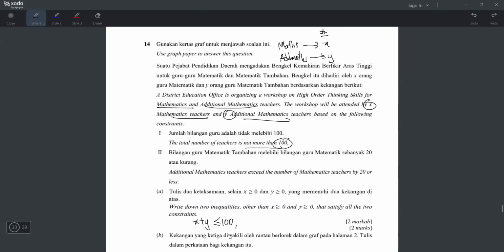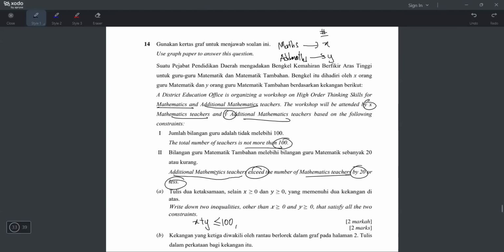Sudah siap. Okay, next one, additional mathematics teachers, so Addmaths teachers, which is Y, exceed the number of maths teachers by 20 or less. Okay, yang ni you ambil besar tolak kecil. You ambil besar tolak kecil because they said Addmaths teachers exceed, means melebihi, maths teachers by 20 or less. It means when you find the difference, when you cari beza dia, when you ambil besar tolak kecil, beza dia kena 20 or less. Itu maksud dia.